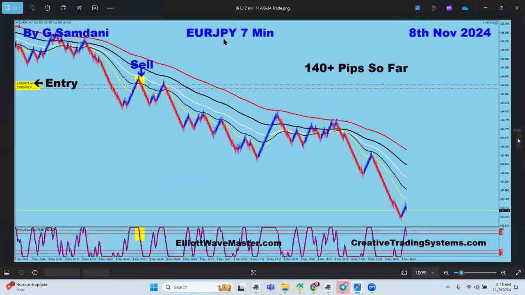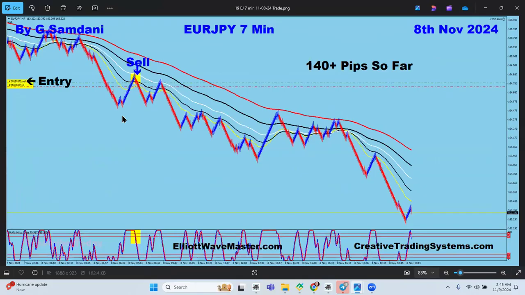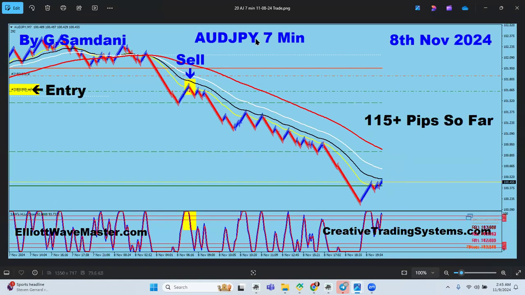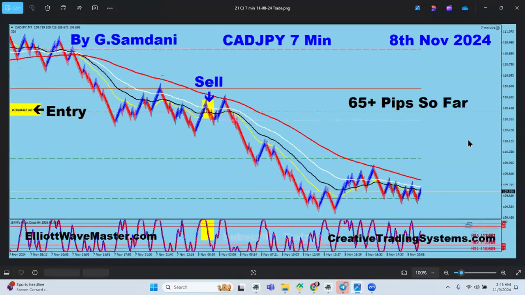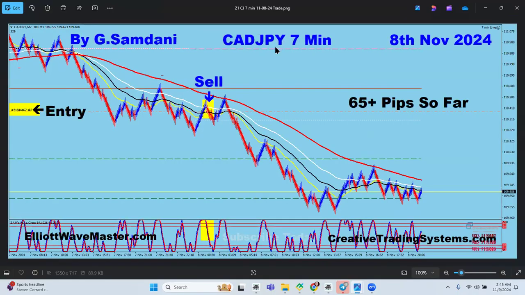Now this one you can see, you just saw Pound Yen for 180. This is Euro Yen. Entry is right there, a sell entry, 140 pips all the way. And on the 8th, Aussie Yen from here, 115 pips. And CAD Yen, short 65 pips. So CAD Yen is short on the 8th.